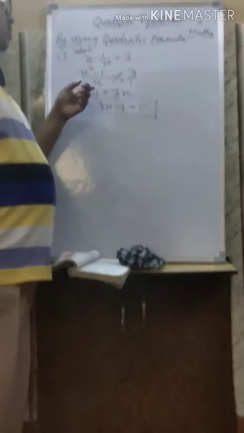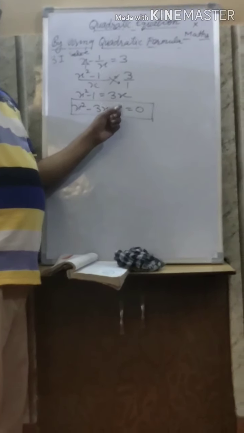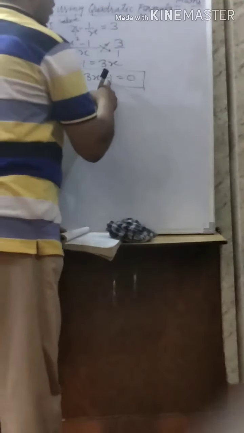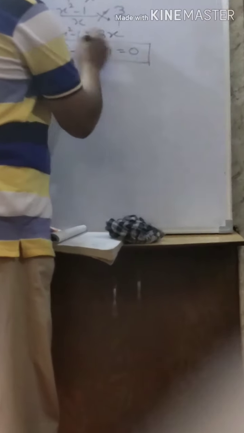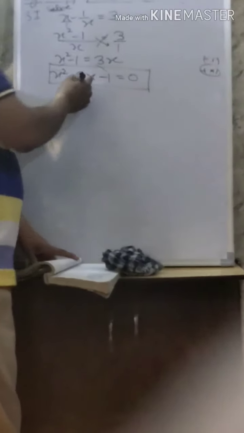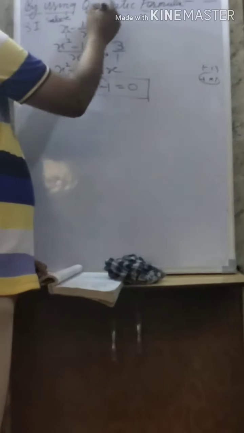Now he is asking to solve. If you say, sir, by the factorization method, making the factors is impossible, because the product is minus 1, and the only factors are 1 and minus 1. If you multiply, you get minus 1, but when you add or subtract, 3 is not coming. So this equation is impossible by the factorization method. This method is applicable in every case.